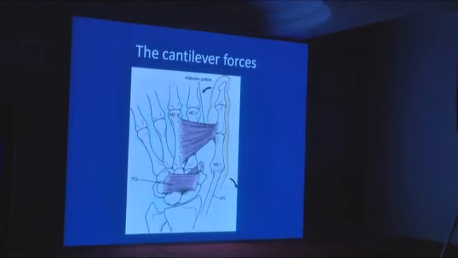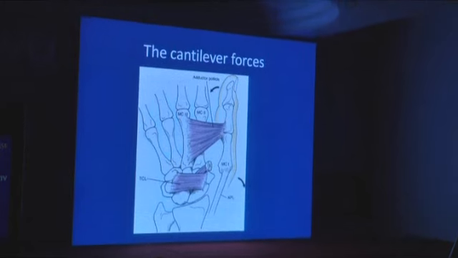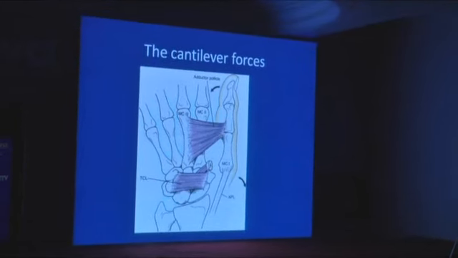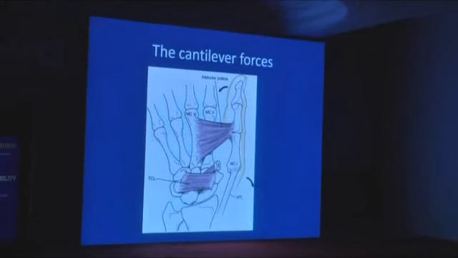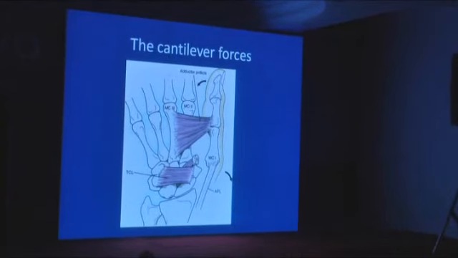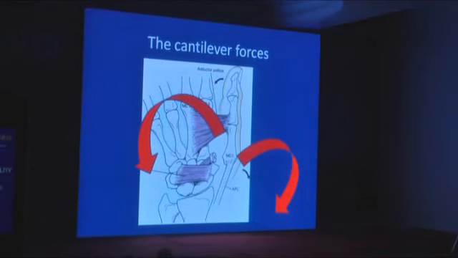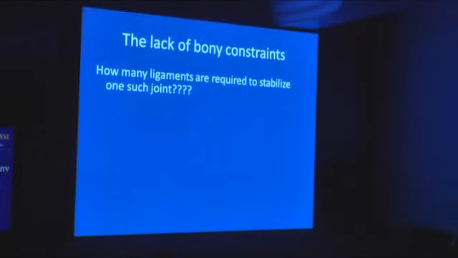And you can see the adductor holding the MP joint, while the abductor pollicis longus pulls down the metacarpal shaft. So that is what keeps it from staying together and pulls them apart. So they are in opposing directions, and therefore you get this problem.